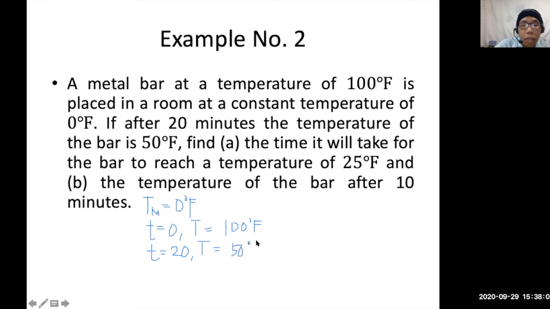So as you can see, yung bar kasi is 100 degree Fahrenheit. Nilagay mo siya sa isang lugar kung saan, sa room na ang temperature is mas mababa sa kanya. Ibig sabihin, so bababa yung temperature ng bar mo pag iniwan mo dyan for a long period of time. Tingnan mo nangyari, di ba? After 20 minutes, naging 50 degrees Fahrenheit siya. Now, letter A, tinatanong tayo dito na yung, ano daw yung time that the bar will reach a temperature of what? 25 degrees Fahrenheit.